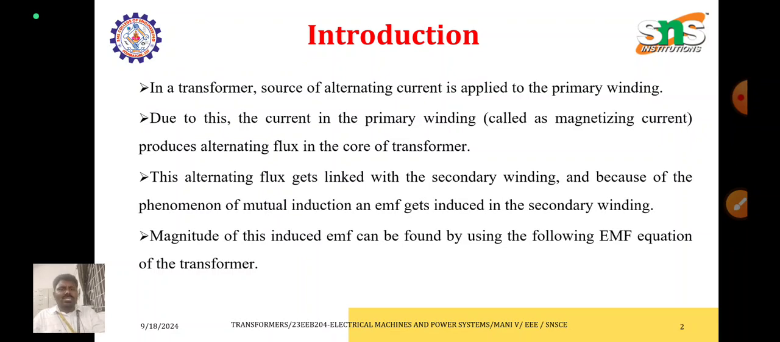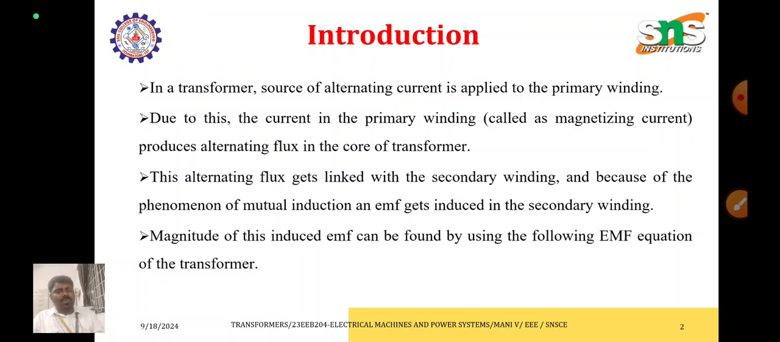So in a transformer, the source of alternating current is applied to the primary winding. In a transformer, there are two different types of winding. One is the primary winding, another one is called the secondary winding. The primary winding is connected with the source and the secondary winding is connected with the load.